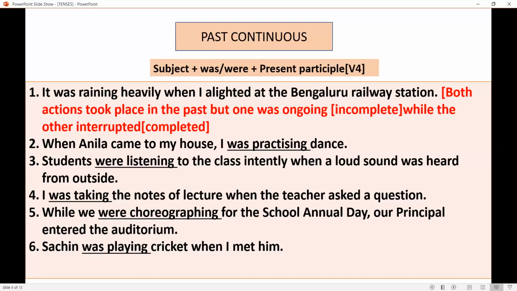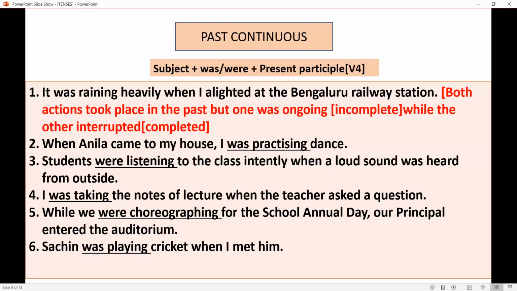Example 4. I was taking the notes of lecture when the teacher asked me a question. So the ongoing action was taking the notes, and the action that happened at that time was the teacher asked a question. So for the ongoing action, I have used past continuous form.